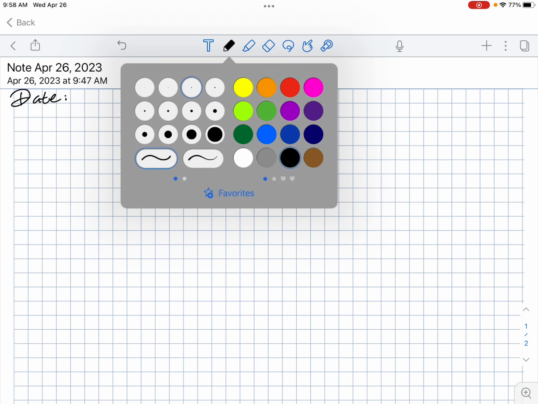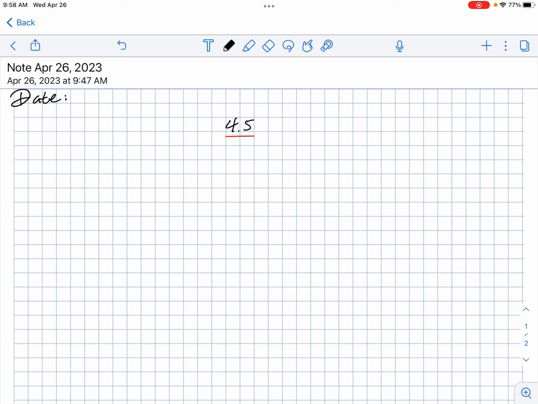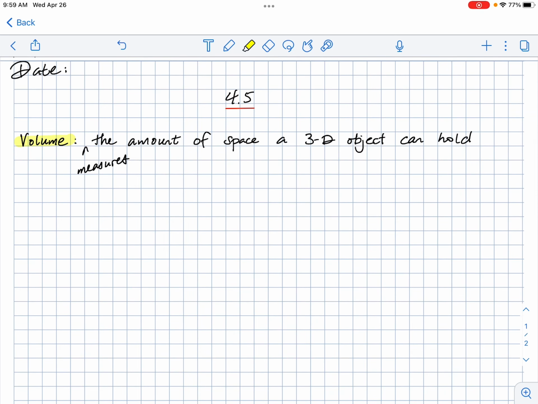So let's connect the concept of volume to our previous knowledge, right? Volume, if you remember, is the amount of space. We'll start off with the definition. The amount of space a 3D object, or three-dimensional object, can hold. Volume actually measures the amount of space a 3D object can hold.